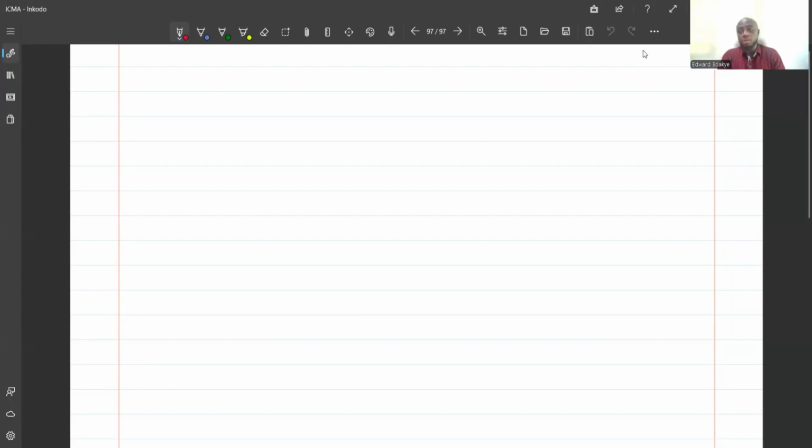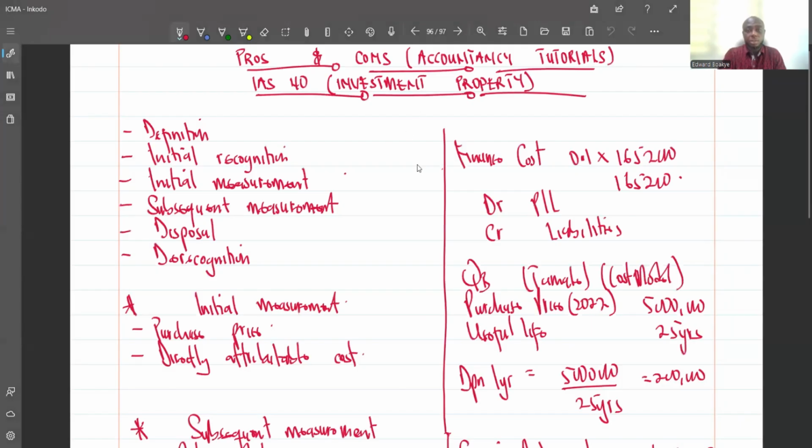So we want to continue with our session on IAS 40. I think the last time we looked at IAS 40, we were able to talk about the definition, the initial recognition, the initial measurement, and the subsequent measurement, where we dealt with the cost model. So we want to deal with the fair value model today. I think we're able to solve some questions.